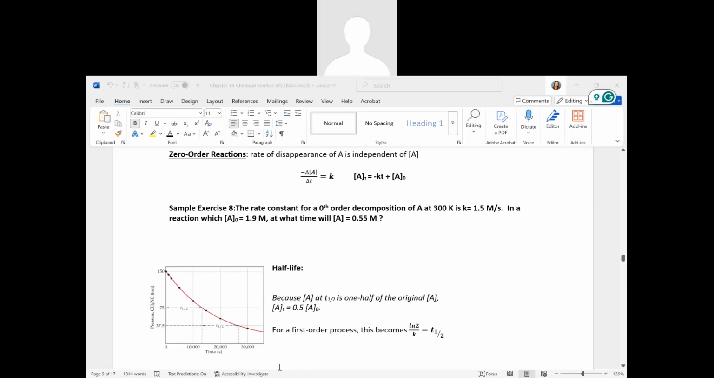For this next video, we'll take a look at what are referred to as zero-order reactions. Notice that the rate of disappearance of A is going to be independent of the concentration of A in a zero-order reaction. So what that's saying is it doesn't matter how much you start with, the rate is independent of that, or it's completely a separate occurrence.